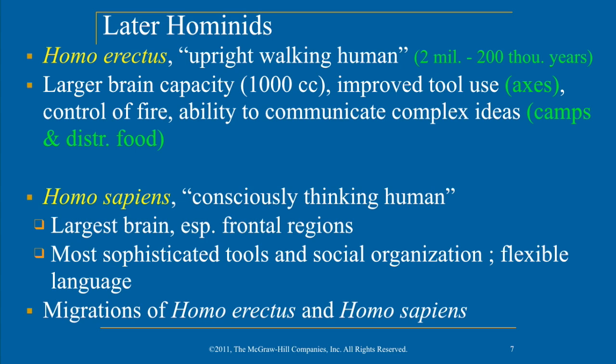But, for example, we know that the Homo erectus was able to control fire. They were able to figure out how to start fires and use that fire to either keep themselves warm or to cook their food, which increases calorie intake because it makes food taste better.